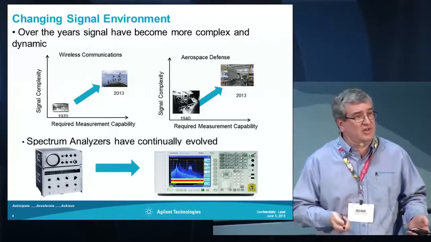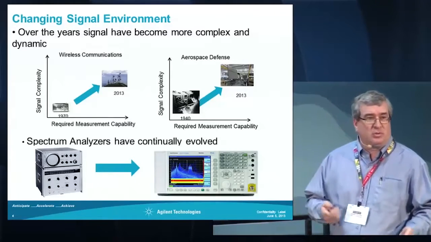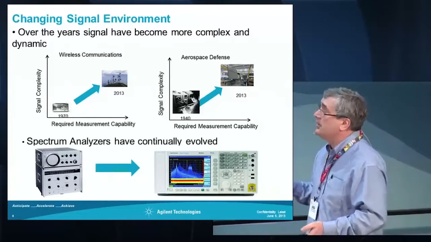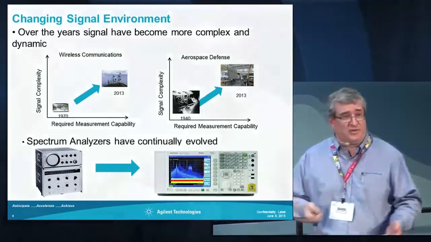Similarly on the aerospace defense side, back in World War II, we'd have CW radar signals we were looking at. Now we've got completely sophisticated electronic warfare systems that we need to be able to simulate, look at, and analyze, in a very dynamic signaling environment. And of course, in order to respond to this, we've had to make some very significant changes in how we build our spectrum analyzers.